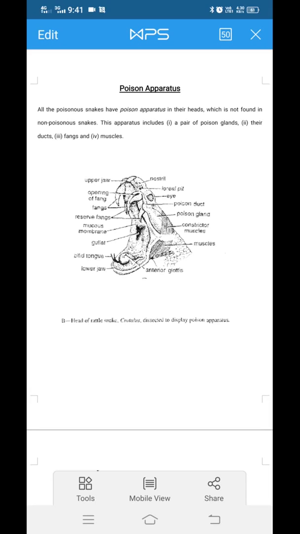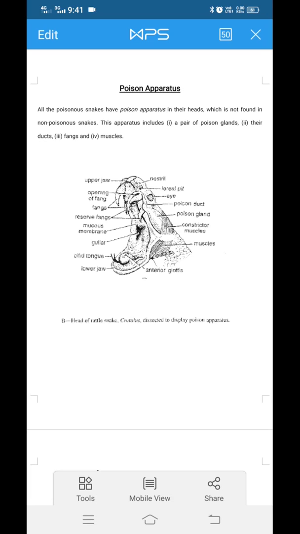Today we'll study about the poison apparatus. So the difference between the poisonous snakes and non-poisonous snakes is the presence or absence of poison apparatus. As all the poisonous snakes have poison apparatus present in their head, which is not found in the case of non-poisonous snake.